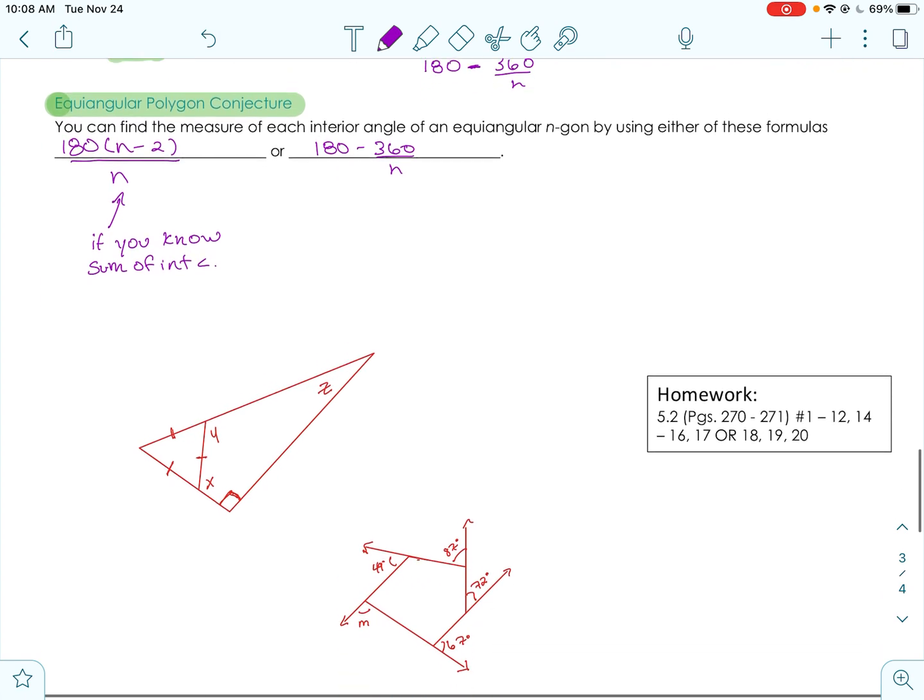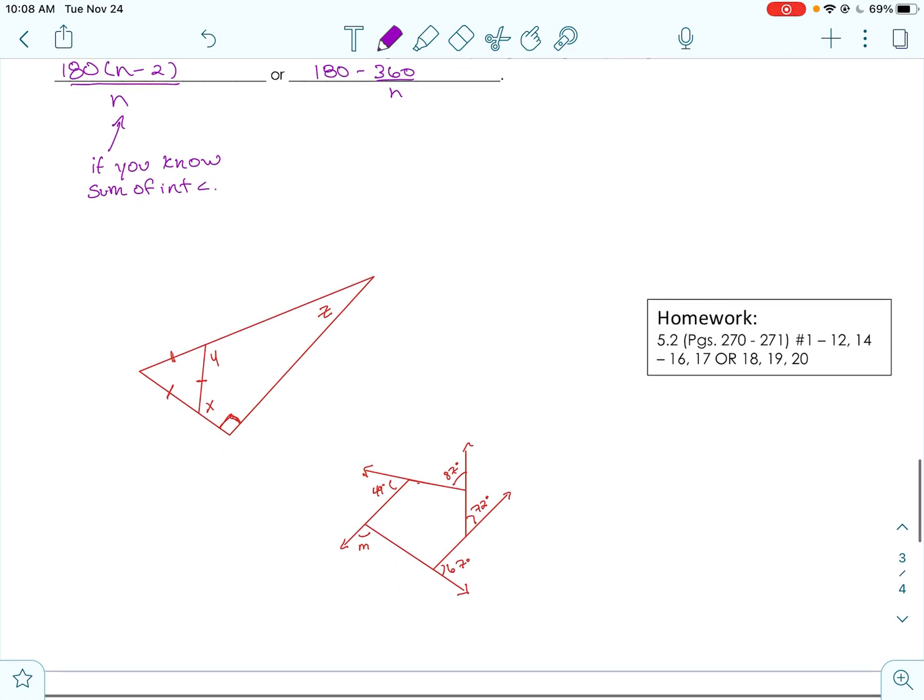So let's take a look at a few examples. Again, I didn't have these on my paper. You will have them on yours when you're doing these homework. In each of these examples, we would like to figure out the measure of the missing angles. So let's look at this first problem. We have x, y, and z.